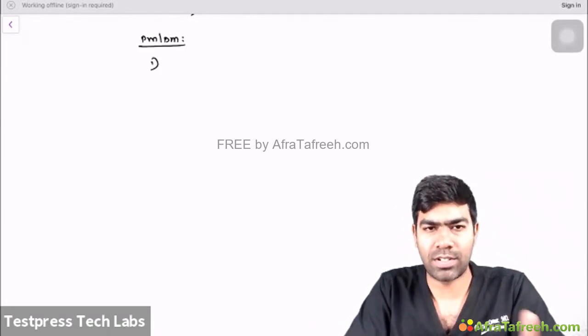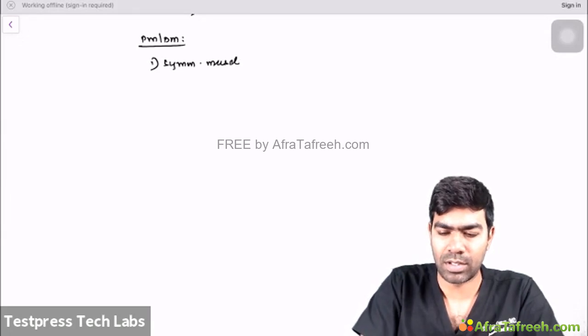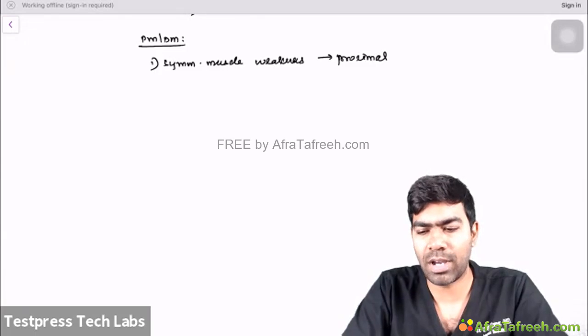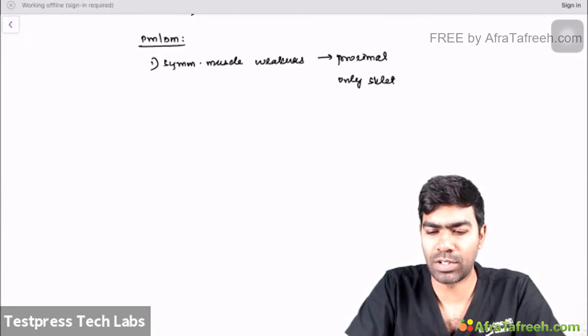Of course, the first feature is going to be symmetric muscle weakness, that will be proximal in nature. Proximal in nature. And remember, they will be affecting only the skeletal muscles. They will not be affecting the smooth muscles usually.